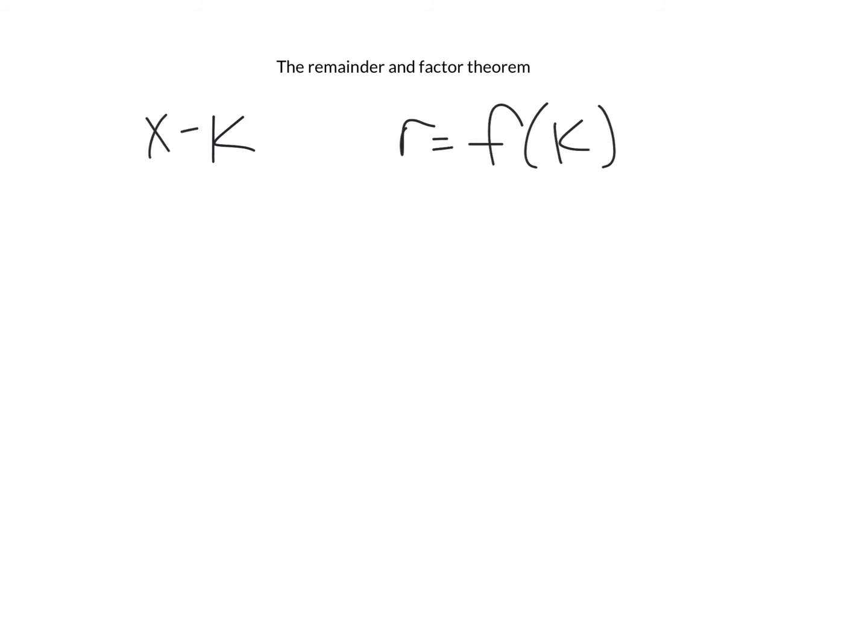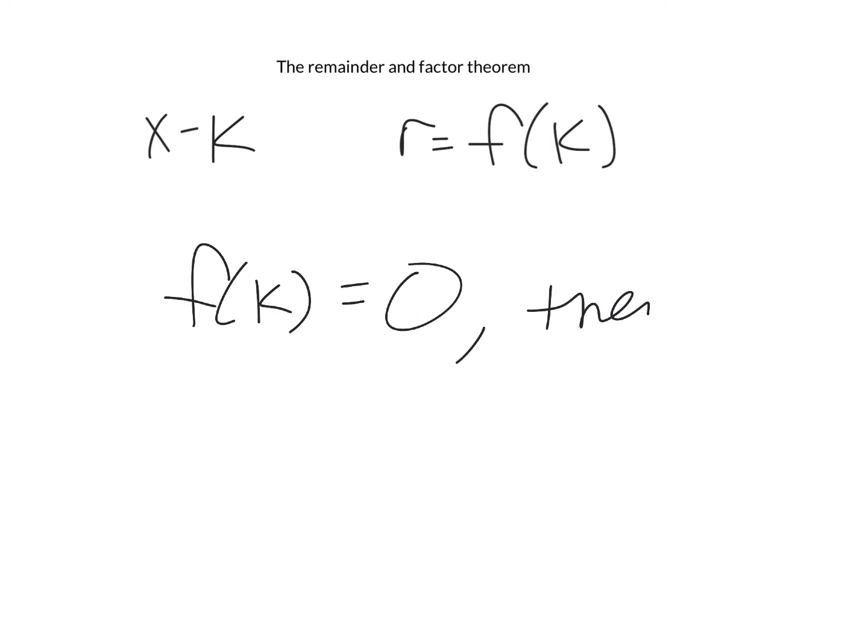Similarly, with the factor theorem, whenever we put in that k value, we put the k value in everywhere. If your output is 0, that means x minus k is in fact a factor. Then x minus k is a factor. We will try a couple just to test it out.